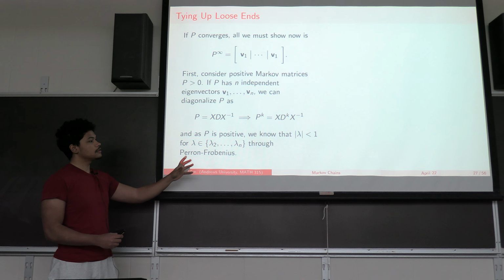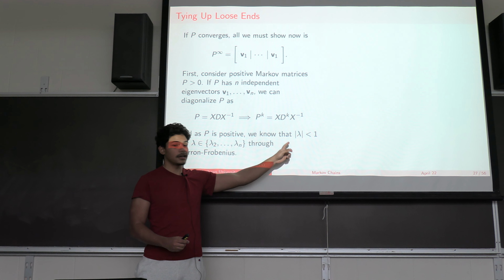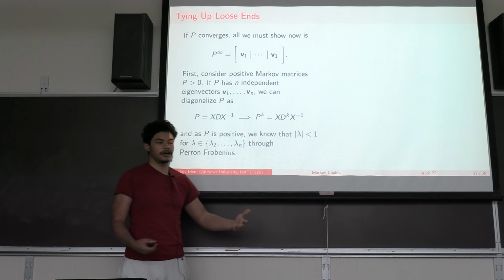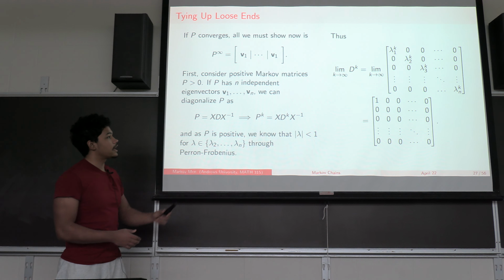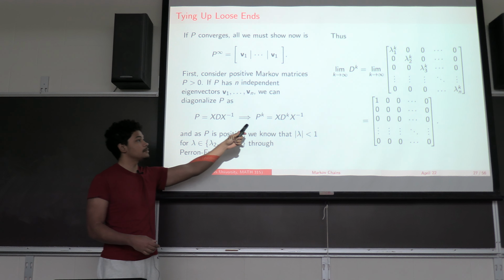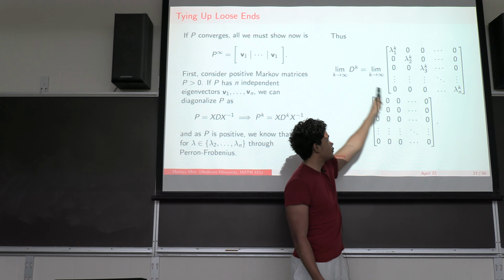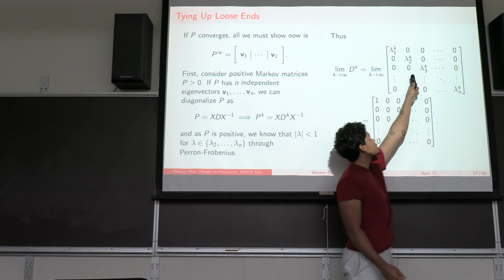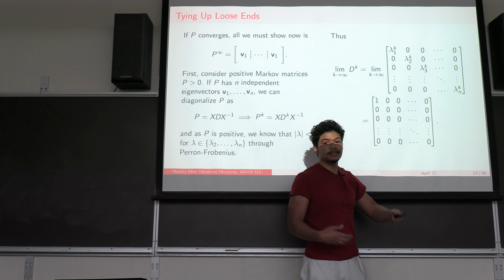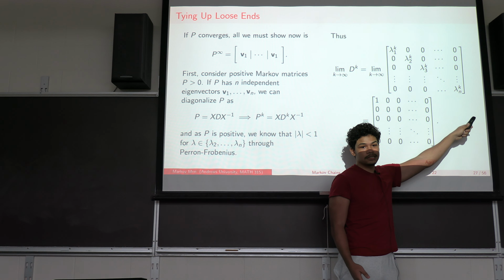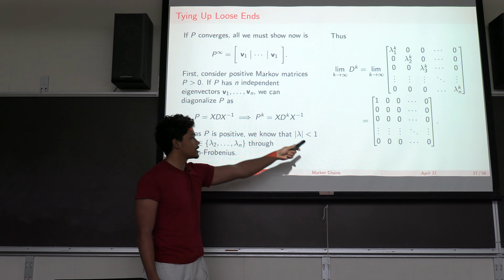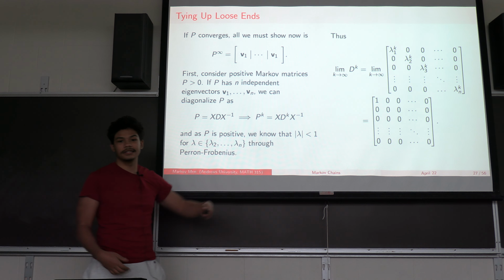So since P is positive, we know that every eigenvalue other than our eigenvalue of 1 is going to be strictly less than 1 through the Perron-Frobenius theorem, because lambda 1 equals 1 is our maximum eigenvalue, as we saw for these Markov matrices. What this gives us is that if we take the power of D to infinity in a limit, taking the power of a diagonal matrix is simply taking the power of all the entries along the diagonal. But since lambda 2 through lambda n have magnitude less than 1, these values are going to go to 0 as k goes to infinity. So we're just going to get a matrix with a 1 in the top left corner and zeros everywhere else.